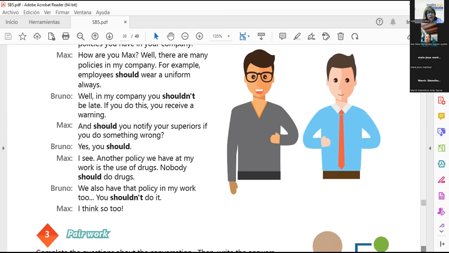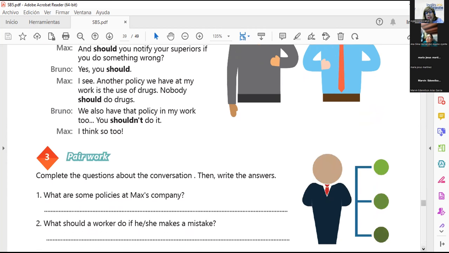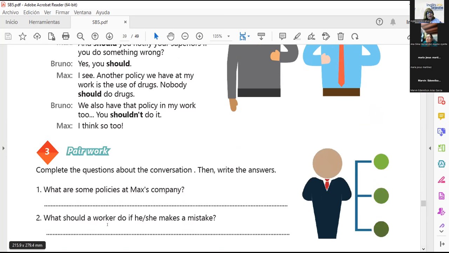Those are the policies. And the second question, what should a worker do if she or he makes a mistake? We already said that. But tell me, what should a worker do if she or he makes a mistake? We already said that. Okay, I want to listen to Maria Jesus. She hasn't participated this time. In this moment, Maria Jesus, what do you say? What should a worker do if she or he makes a mistake? Yeah. We already said it. You should notify your superiors. Yeah, exactly. Okay, thank you, Maria Jesus.